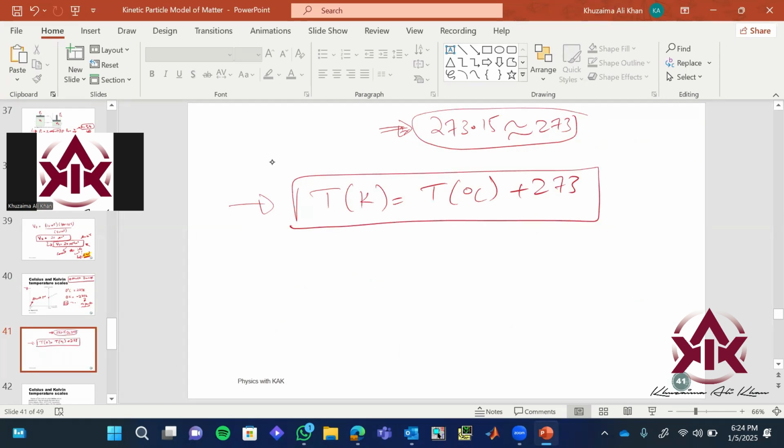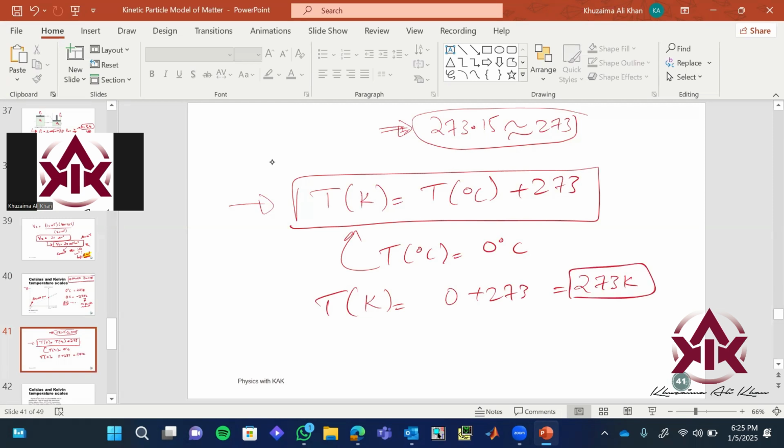Let's say we have temperature in Celsius to be 0 degrees Celsius. If you want to find it in Kelvin, just use this equation. Temperature in Kelvin would be 0 plus 273, so it's going to be 273 Kelvin, right? Okay. You can also use, this book has used a variable that is theta.